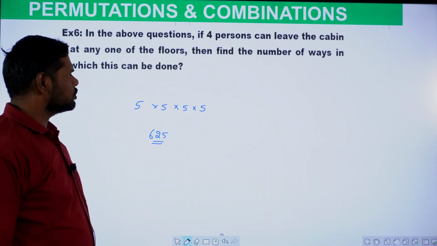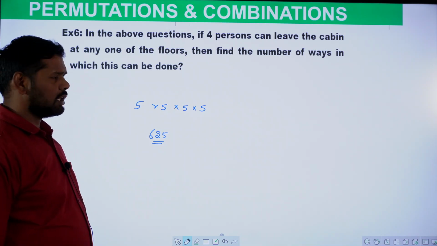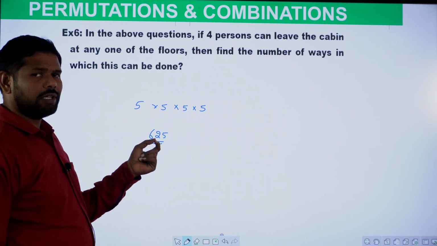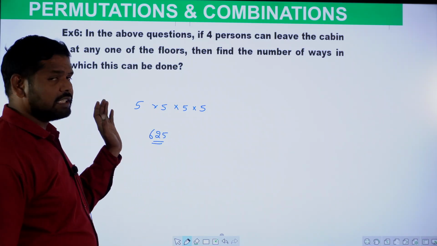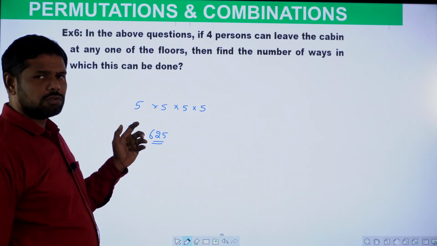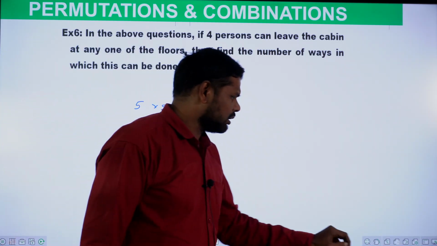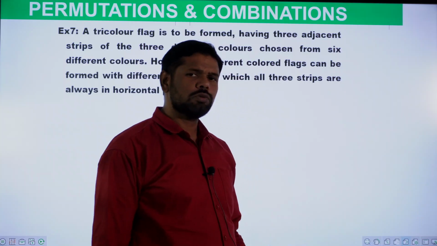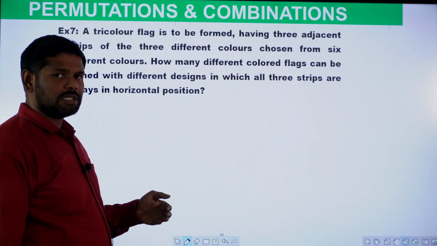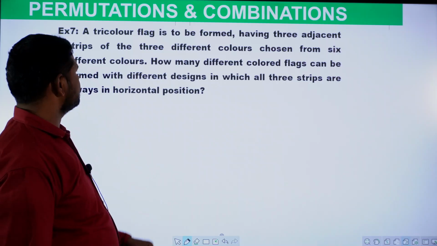So yes, clear. That first person is choosing any one of the 5 floors. Second person is also choose any one of the 5. Third person also any one of the 5. So fourth person. So 5 into 5 into 5 into 5, 625 is the answer. This is nothing but with repetitions. So second person or remaining persons can choose the same floor wherever the previous persons left the cabin. So that is the case.